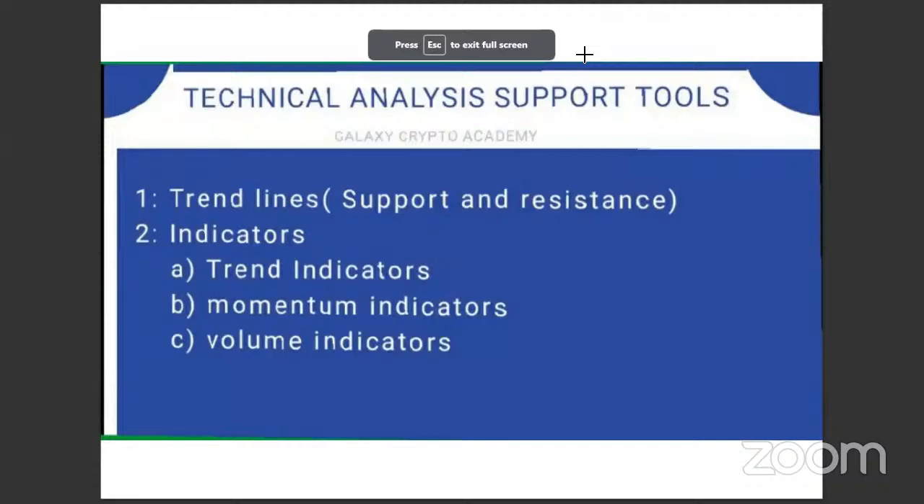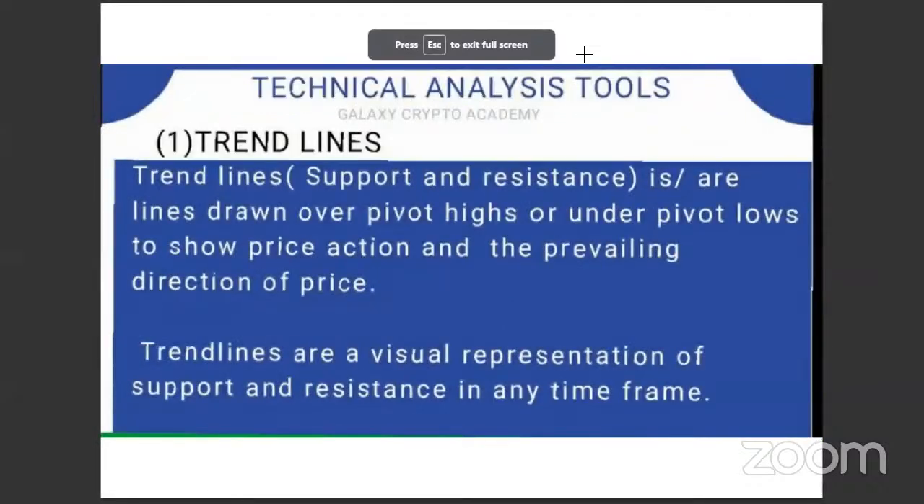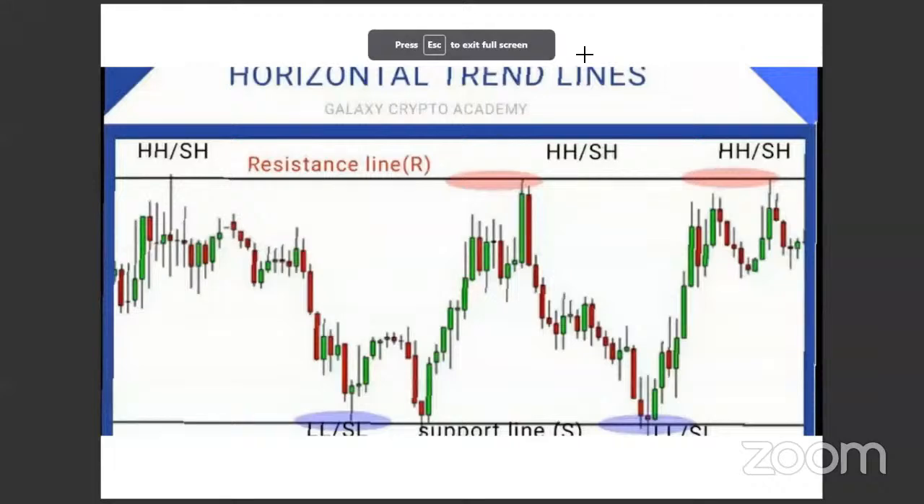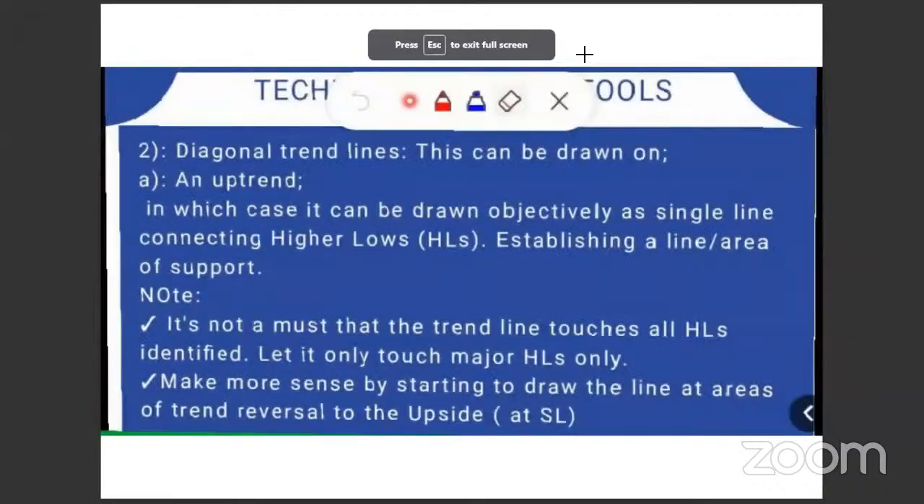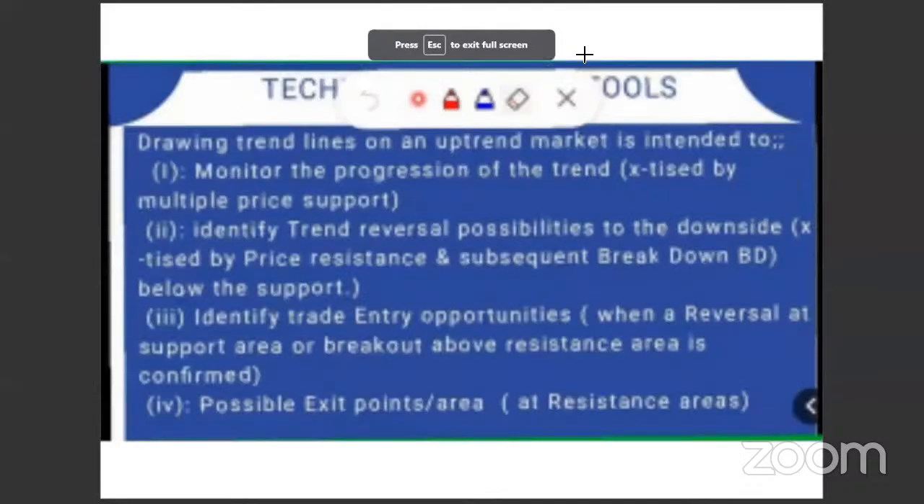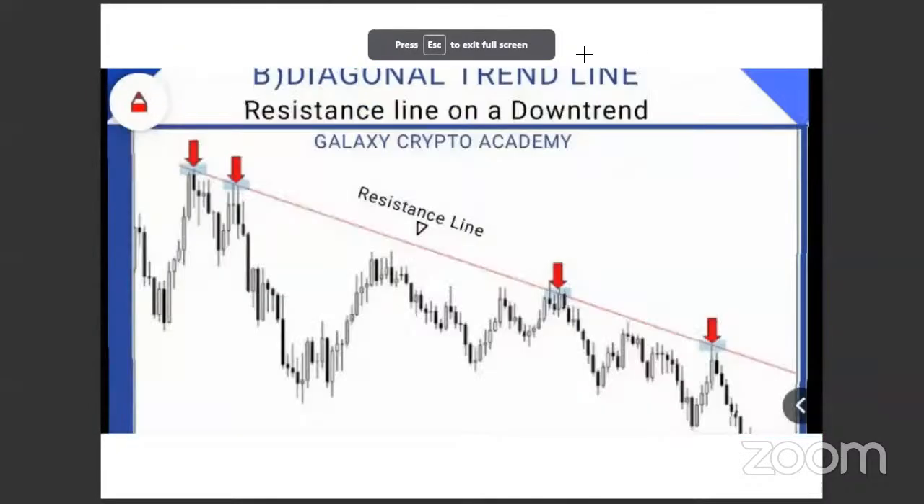We shall see, ladies and gentlemen, that when we talk about technical analysis, we shall see what we call trend lines, support and resistance, and indicators. Indicators that give you the trend of the market, indicators that show you momentum, and indicators that show you volume in the market. We shall go through all these technical analysis tools, very, very important, so that we can define the movement of the market.